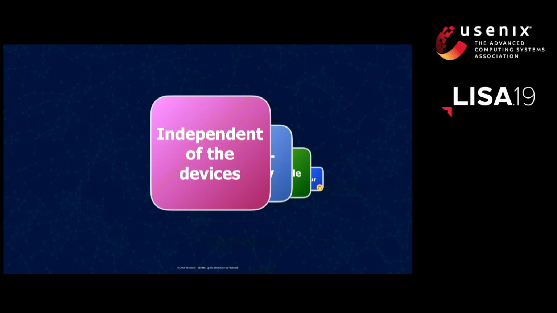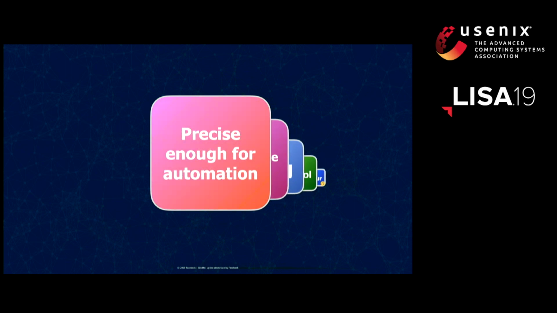We want this to be independent of devices, which I guess is somewhat apparent after what I've described. Devices fail and lie and misreport things on a number of occasions, so we wanted this to be as independent as possible. There are different degrees of independence that you can have in active monitoring, depending on the approach you're taking. And we wanted this to be precise enough for automation.